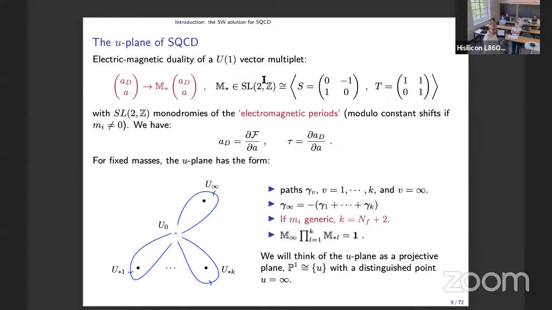When there are singularities, there can be monodromies, and in general there must be strong coupling singularities, and that's the one that Seiberg-Witten determined for pure SU(2). I will think about this U plane as a projective plane in much of the following, but really it's still a non-compact space. It's just convenient to think of it as P^1 with the North Pole fixed, which is the point at infinity.